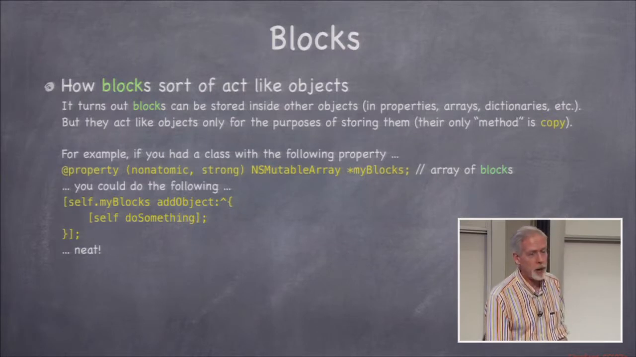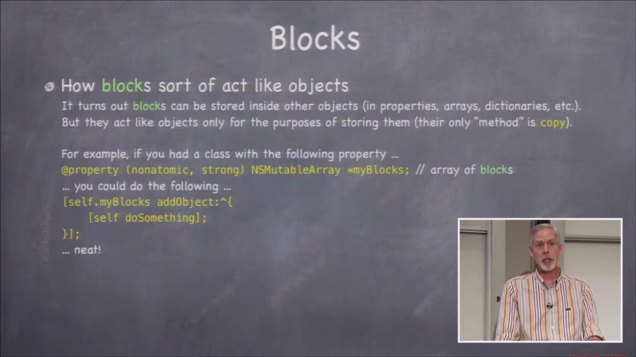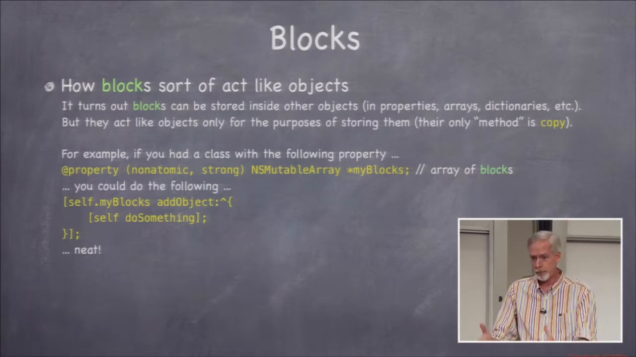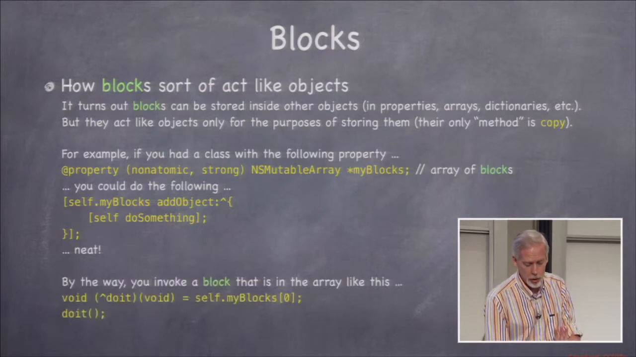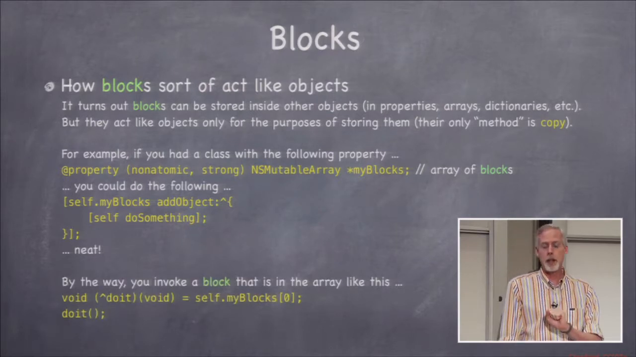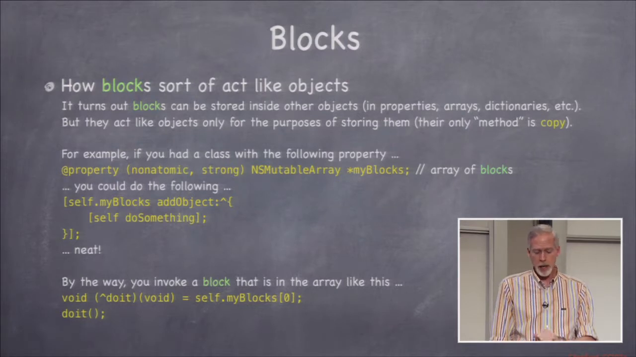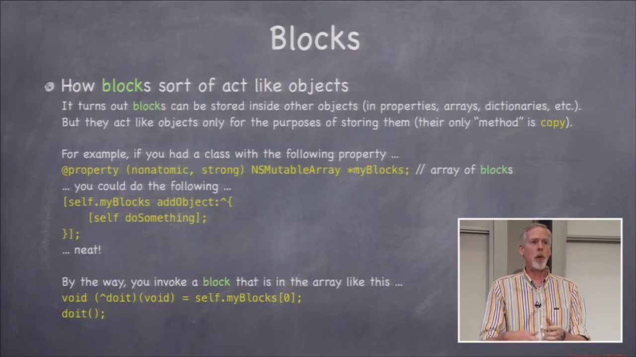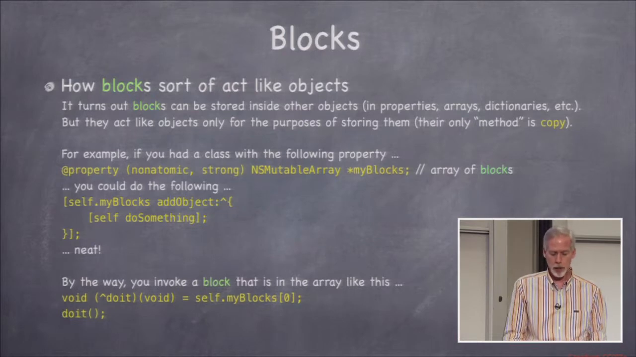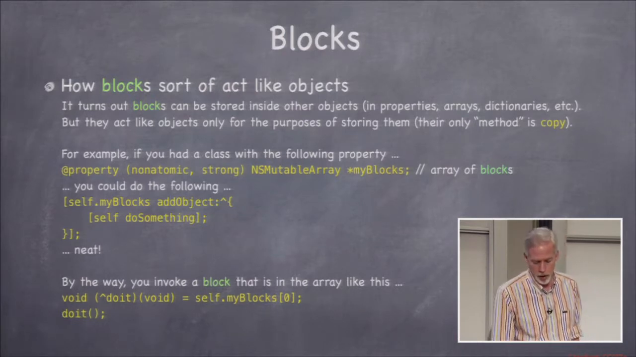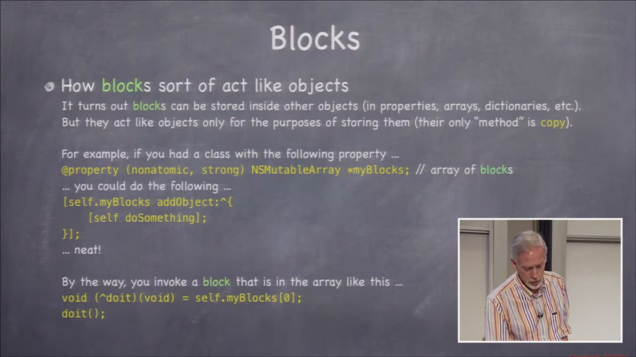And by the way, I have not talked about how you would call this block. If I grab this block out of this array and wanted to invoke it, how would I do it? I'm not going to talk about that today. Really, you're not going to have to do that in this class because you're going to be passing blocks to iOS and it's going to be executing them. But if you wanted to know, the syntax is kind of like C function syntax. You can look offline. I just don't have time to cover it, unfortunately.